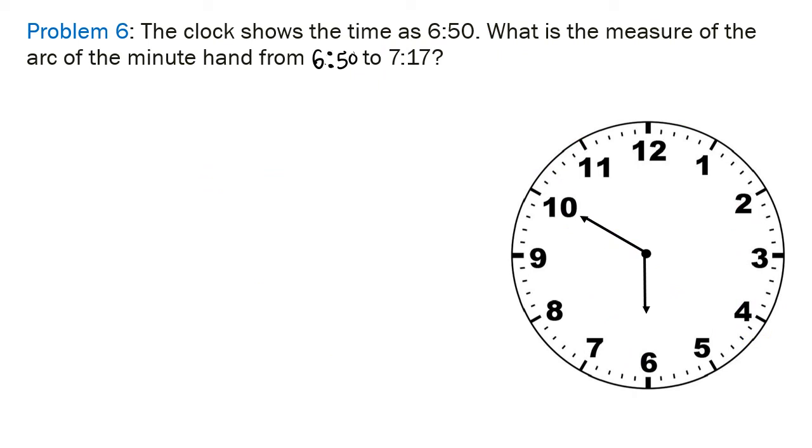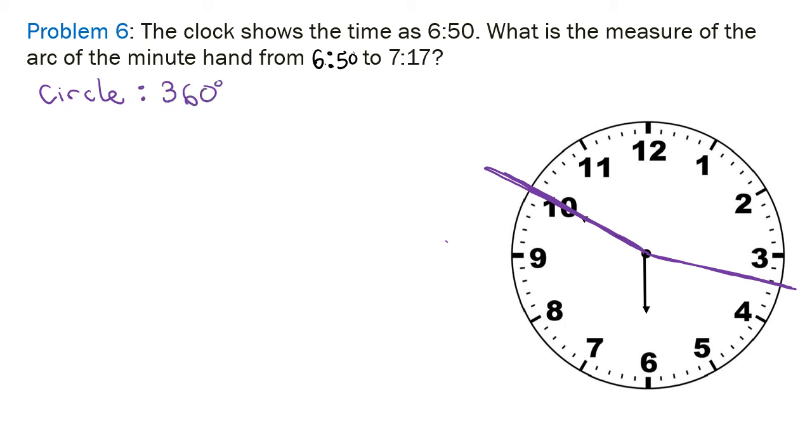All right, last problem. Dealing with arc measure on a clock. The clock shows the time as 6:50. What is the measure of the arc of the minute hand from 6:50 to 7:17? So currently our minute hand is at 6:50. And then it's going to go to 7:17. So it's going to go right here. We need to figure out how many degrees it goes from here to there. To do that, we first have to ask ourselves, how many degrees are in a circle?